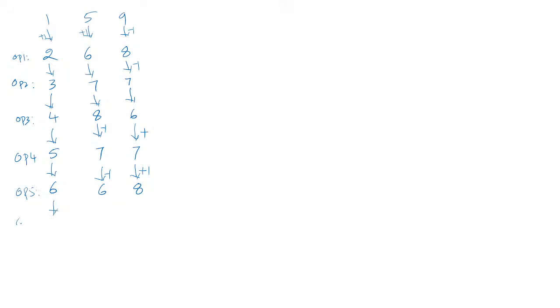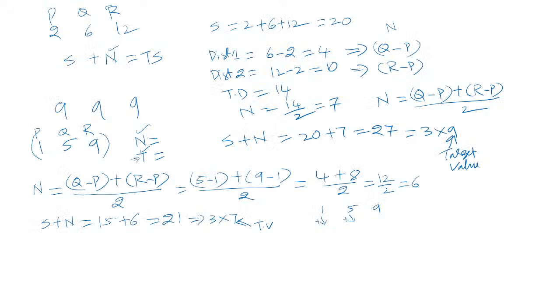Then operation 6: I increment this by 1, I increment this by 1, I decrement this by 1. Now it became 777. Got it? So in 6 operations, we are making 159 into 777. Mathematically, this is what we arrived at. This is the target value we got, and the number of operations n we got as 6 here.